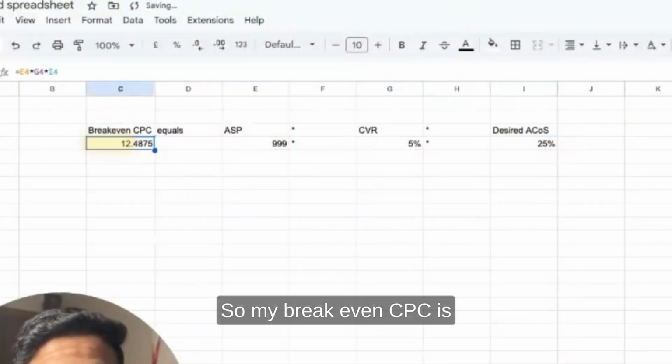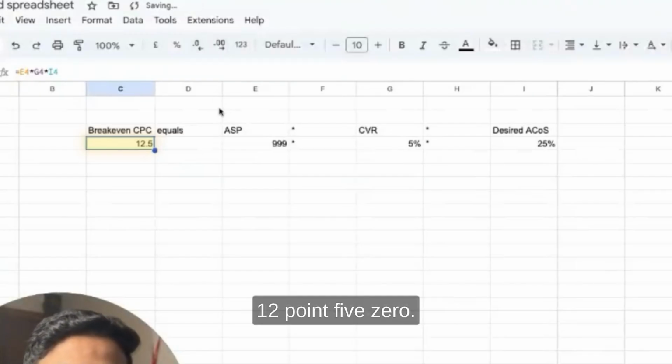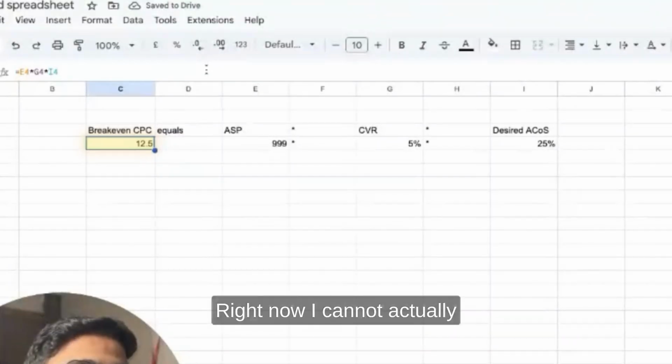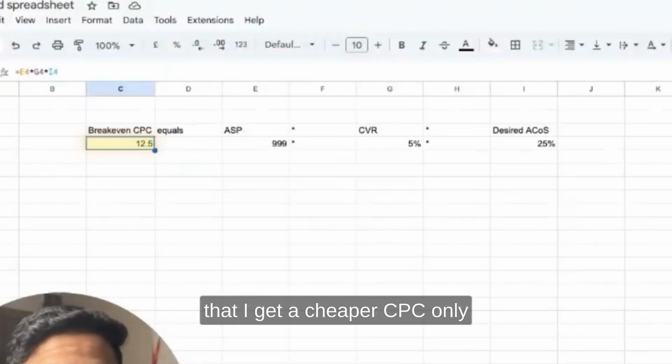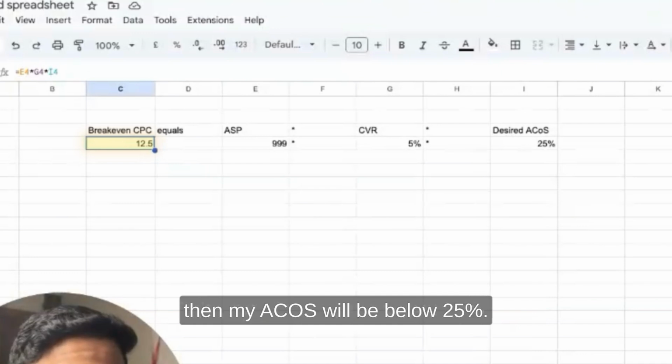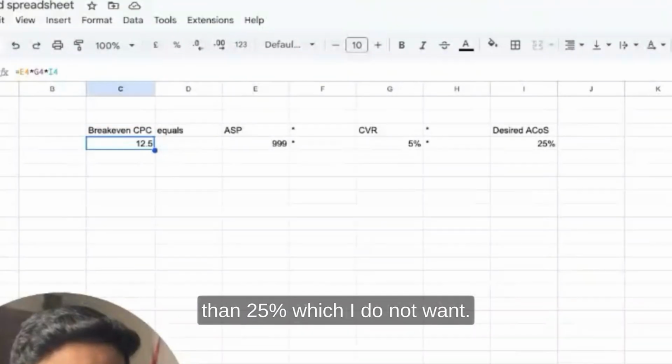So my break-even CPC is around 12.48, say 12.45, 12.50, right? Now, I cannot actually afford more than this. For every click, I have to make sure that I get a cheaper CPC. Only then my ACoS will be below 25%. Otherwise, my ACoS will be higher than 25%, which I do not want.